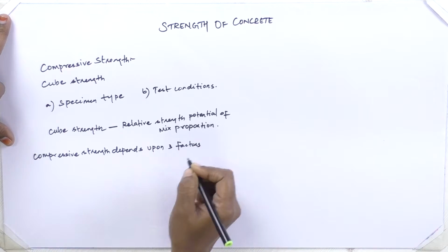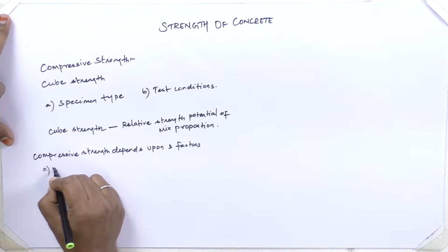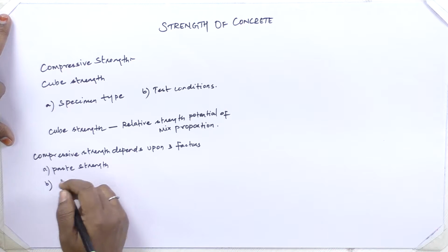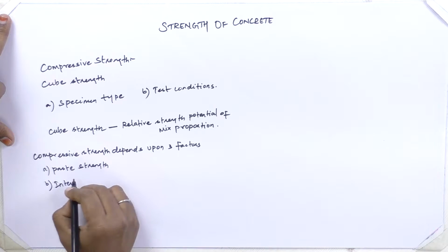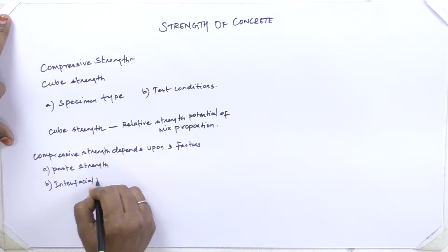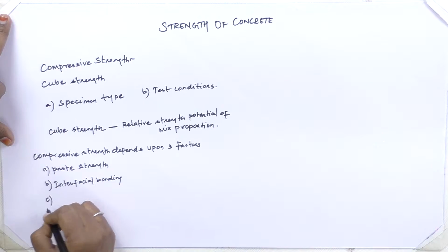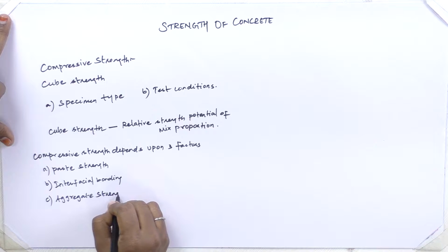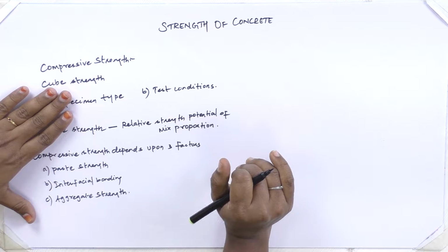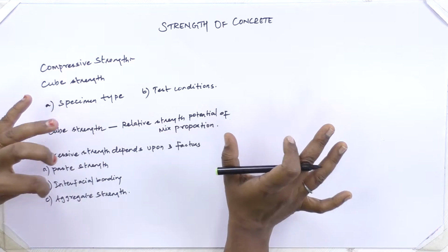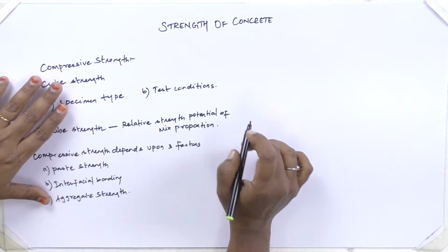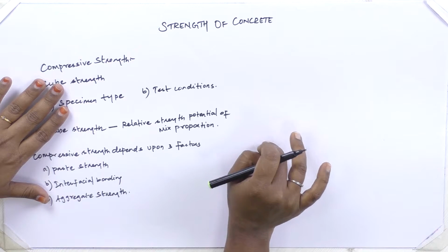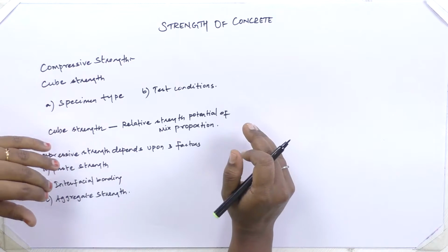First one, paste strength, second, interfacial bonding, and third, aggregate strength. In a normal concrete, the concrete specimen will fail through the aggregate boundary, and the aggregates will not fail in a normal concrete.